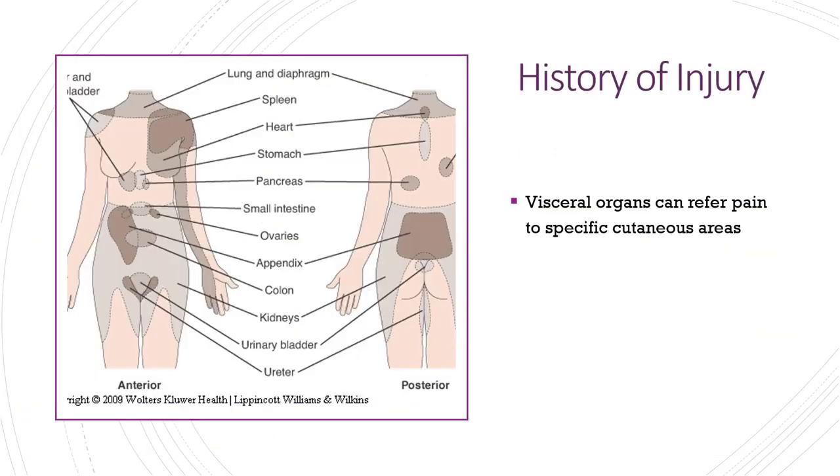Visceral organs can refer pain to specific cutaneous or skin areas. Some visceral pain travels along the same nerve pathway as some somatic pain. This is perceived by the brain as somatic in origin, meaning the injury is in one region, but the brain considers it in another. For example, when an individual has a heart attack and feels pain in the chest, left arm, and sometimes even the neck. Or an individual who has low back problems may feel the pain down the gluteal or the buttock region and into the back of the leg.